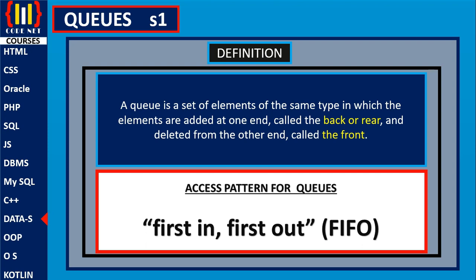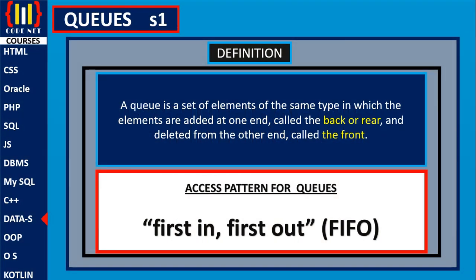And with queues, you can tell that insertion is done at the back and the deletion is done at the front. Hence, the basic access pattern that a queue uses is called first in, first out, which we can of course shorten as FIFO.